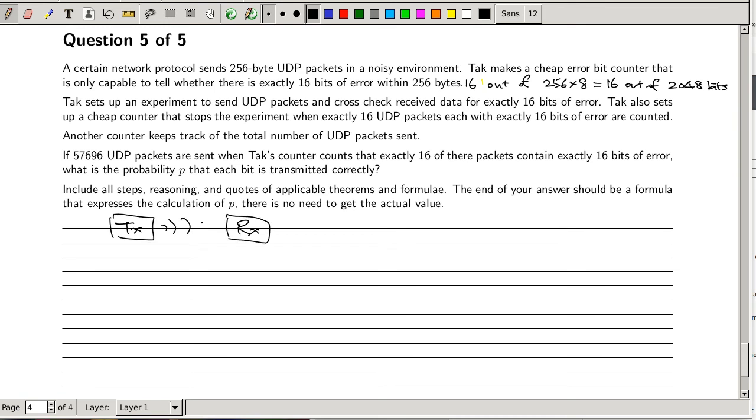You can say that it sends the packets wirelessly, but it also has a way, okay, these two are connected in some other way to detect errors. So it has 2 counters. The first counter will count up by 1 if I see exactly 16 bits of error out of 248 bits. And then it has a second counter which counts how many packets have exactly that problem.